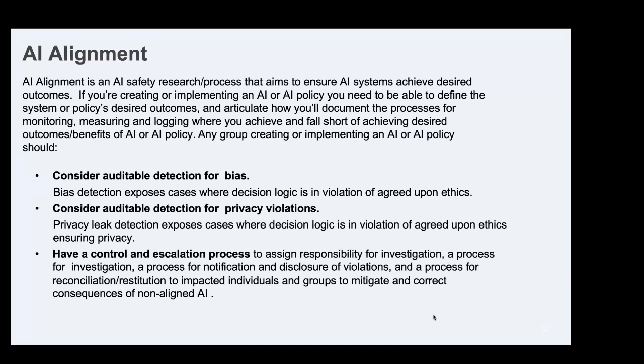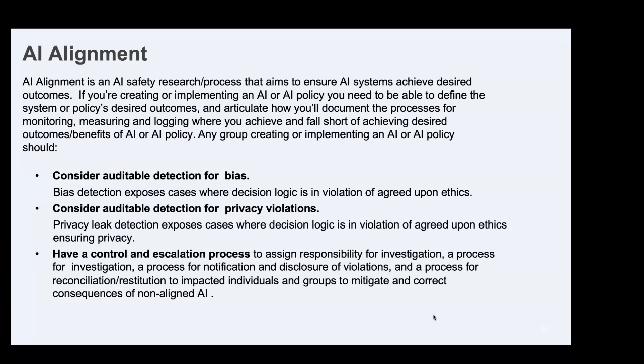This is the 3rd portion of these recommendations that we encourage you to adopt, and tell us if you adopt. This is a safety research process that aims to ensure your AI systems achieve desired outcomes. If you're creating or implementing an AI policy, you need to be able to define those desired outcomes and document the process for monitoring, measuring, and logging where you achieve and where you fall short of those desired outcomes and benefits of your use of AI or of your AI policy in governing your AI.